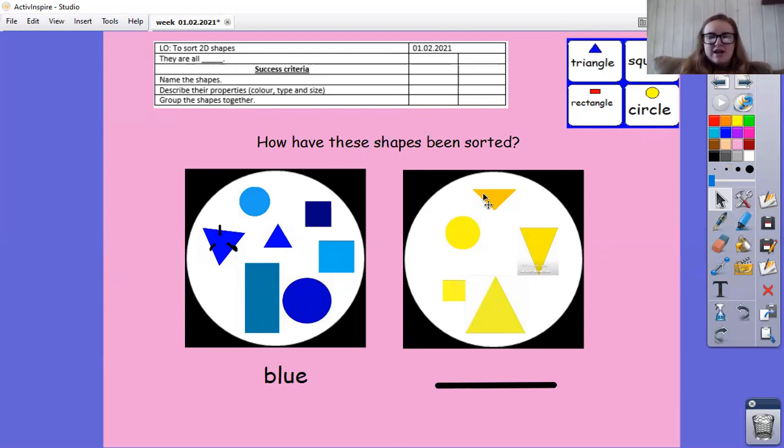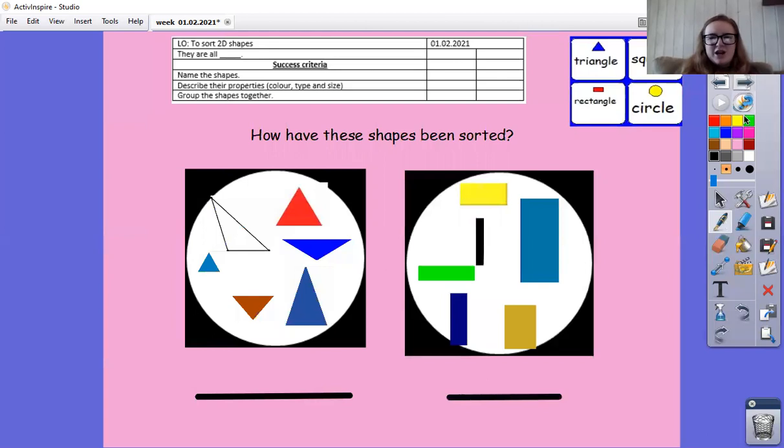Let me look at these shapes over here. So this shape, oh, what's this shape again? So it's got 1, 2, 3 straight sides. If it's got 3 straight sides, that makes it a triangle. It does not matter which way it's facing, it is still a triangle. So this is a triangle. I know that this is a triangle, this is a triangle, this is a square, and this is a circle. What do all these shapes have in common? They are all yellow. So I've sorted my shapes here by colour. There are lots of different ways to sort my shapes. I know all these shapes are blue and all these shapes are yellow.